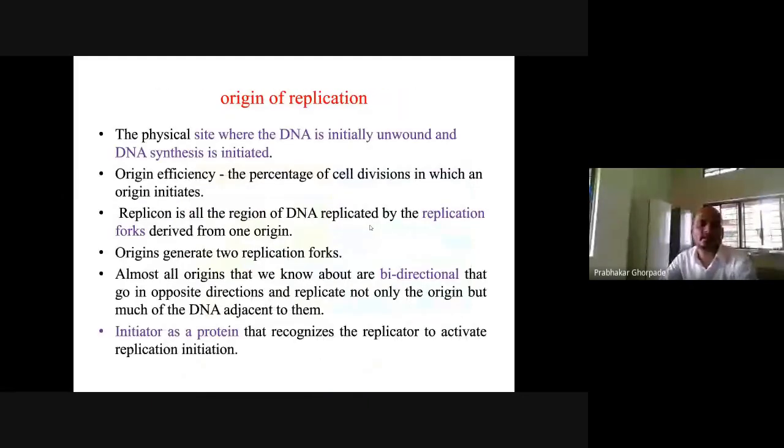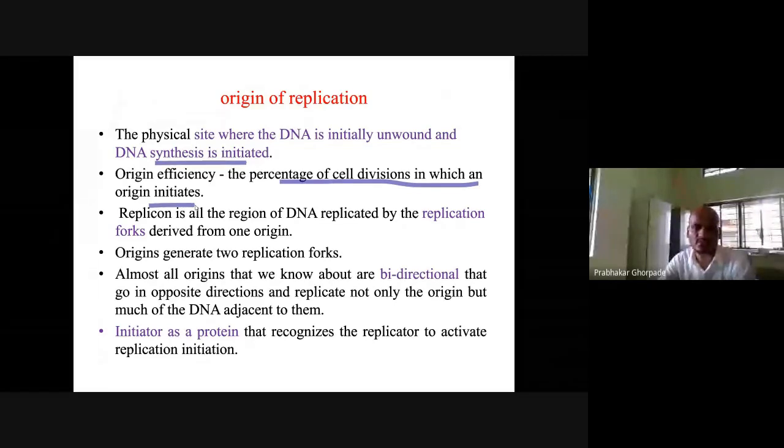Origin of replication is the physical site where DNA is initially unwound and DNA synthesis is initiated. Origin efficiency is the percentage of cell divisions in which the origin is initiated. A replicon is all the region of the DNA replicated by the DNA polymerases derived from one origin.